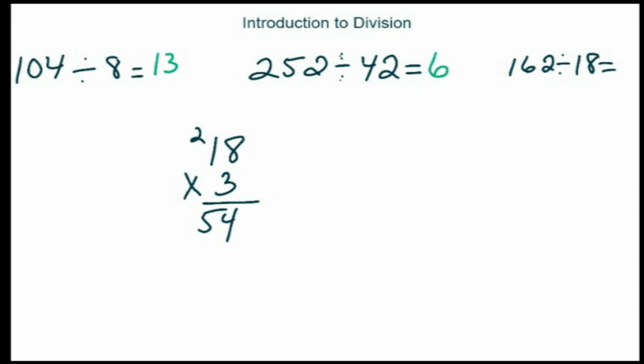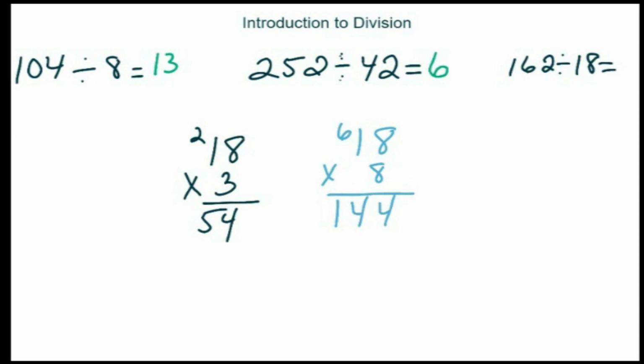Let's try again. What if we were to multiply 18 by 8? Maybe that would give us 162 as an answer. 18 times 8 is 144. That answer is much closer to the number we're looking for. So I know we're getting close, but we're not there yet. The answer must be 162, not 144.